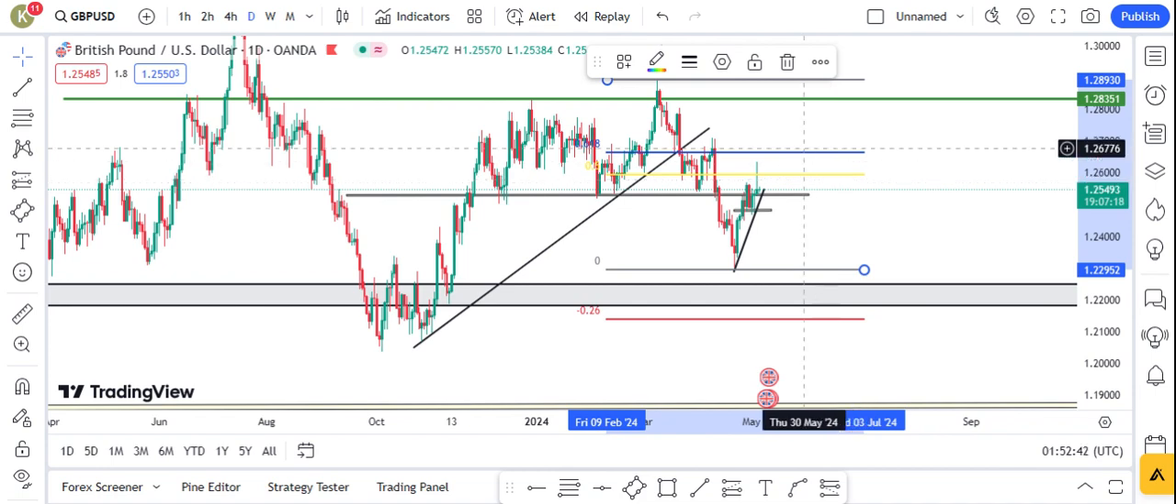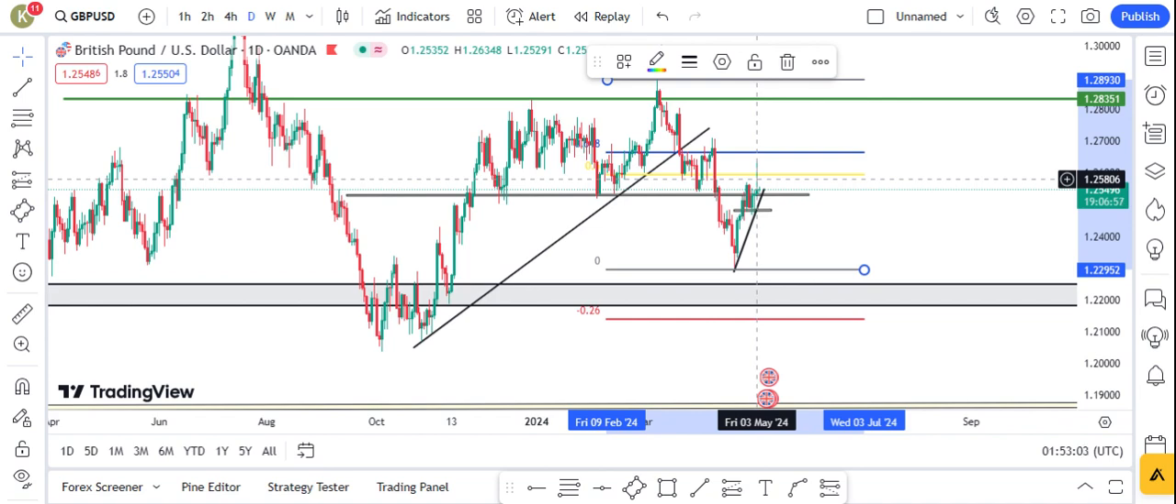So that's it on the daily time frame. You can see everything is pointing down. The monthly is pointing down, the weekly is pointing down, the daily is pointing down. What we just have to do is find a way to get into the market so you can profit off of it.